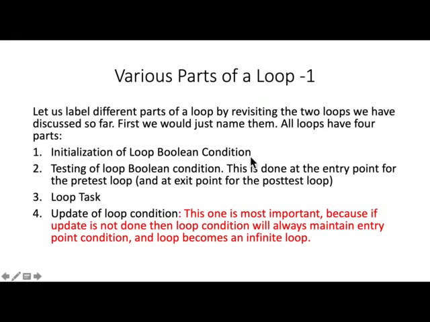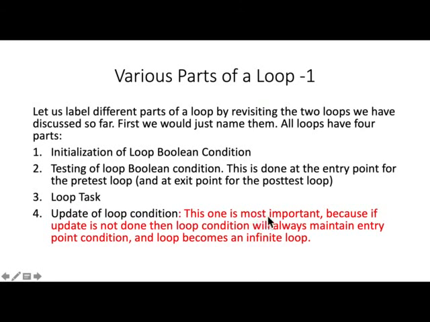Initialization of the loop Boolean condition. Testing of the loop Boolean condition. This is done at the entry point for the pretest loop and at the exit point for the post-test loop. Third part is the loop task, which could be one or more. And then it's very important that the update of the loop condition is done. Now, this doesn't mean it has to be done after the loop task. It can be, but that depends on the loop design. Step 4 can be done before step 3 or step 3 can be done before step 4. That's not fixed.